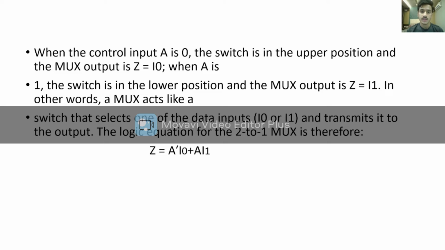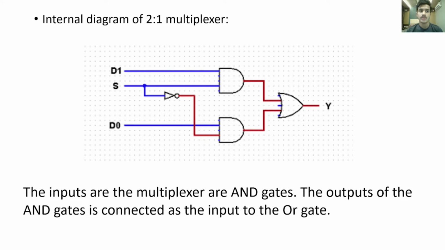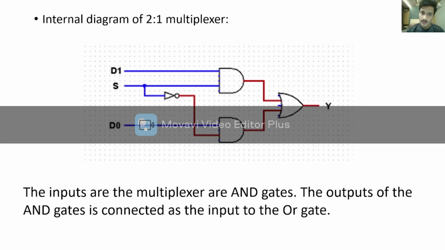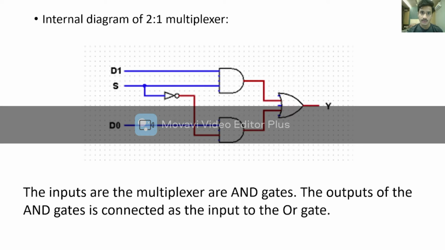This is what I explained in the previous slide. It also acts as a switch by selecting particular inputs, as we saw in the previous slide. The internal diagram of a 2:1 multiplexer is displayed. The inputs are AND gates and the output is an OR gate. In several other multiplexers, the OR gate can have a bubble. This will make it an active low output. If there is no bubble, it is an active high output.